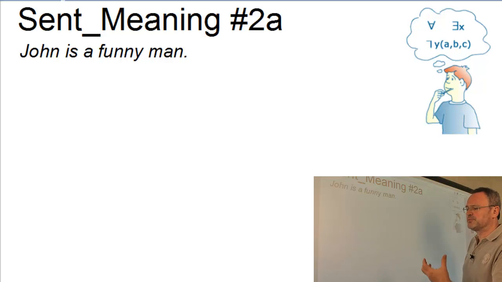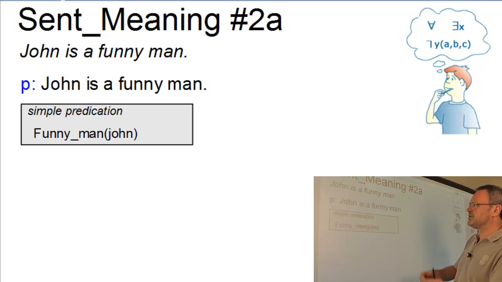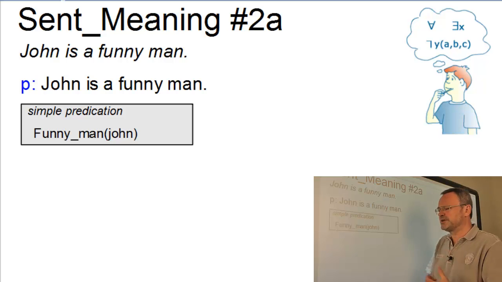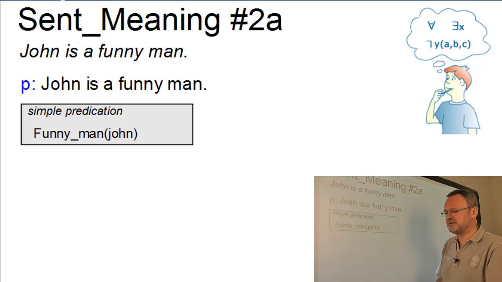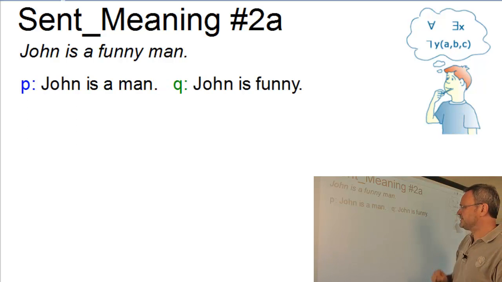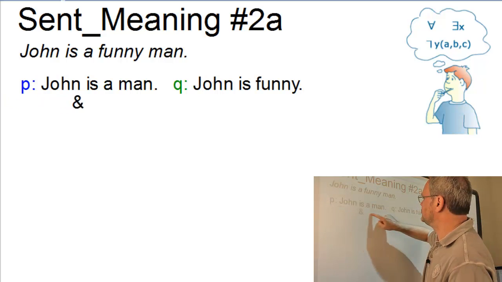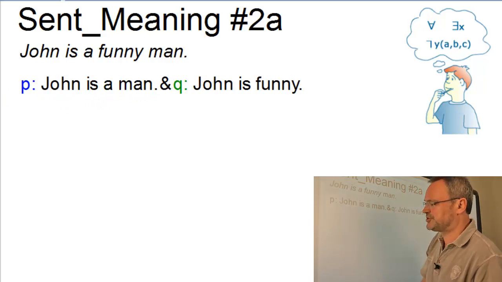In our first example, we could provide a very simple analysis and state one proposition, P, John is a funny man, which could then be converted into one simple predication with a one-place predicate, funny man, and one argument, John. However, for a more precise formalization of the meaning, we could break up the proposition into two propositions, John is a man and John is funny, and coordinate these two propositions by means of logical AND.